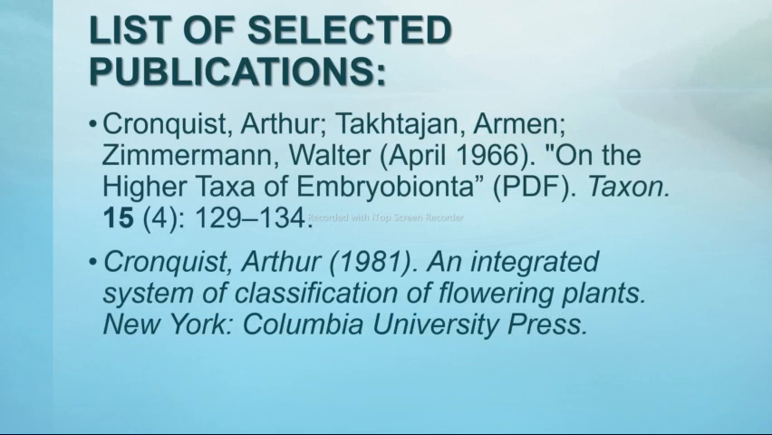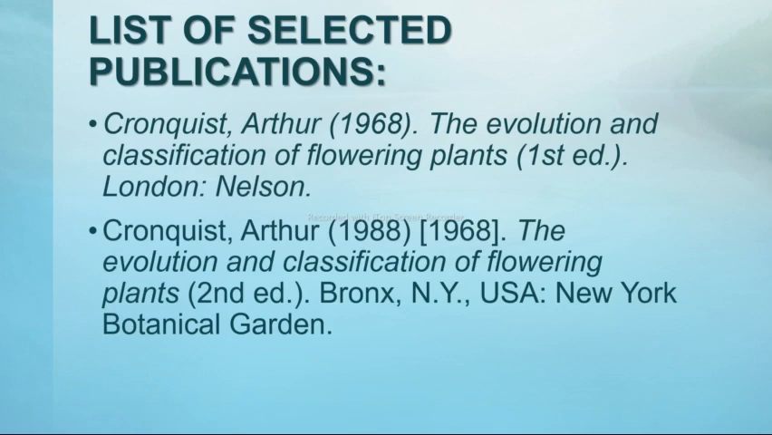And the next is Cronquist, Takhtajan, Armen, and Zimmermann, Walter, in April 1966, On the higher taxa of Embryobionta, Taxon, 15, Volume 4, 129 to 134. And the next is Cronquist, Arthur, 1981, An Integrated System of Classification of Flowering Plants, New York, Columbia University Press. Next is Cronquist, Arthur, 1968, The Evolution and Classification of Flowering Plants, the first edition, London, Nelson.